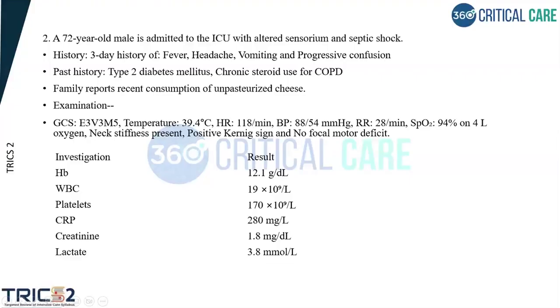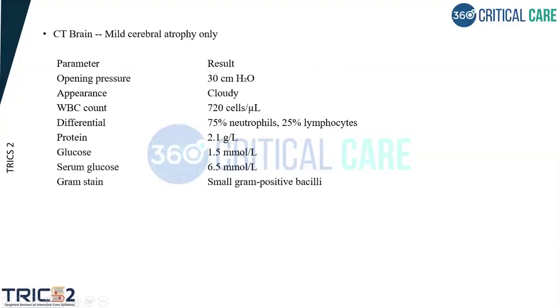Now, if you see the examination, his GCS is around 11. He is febrile, tachycardic, hypotensive, tachypneic, and he is requiring some amount of oxygen. When you examine him, neck stiffness was present and he has a positive Kernig sign. Coming to the investigations, just see the positive ones. He has leukocytosis, his CRP is elevated, he has mild AKI, and he has increased lactate levels.